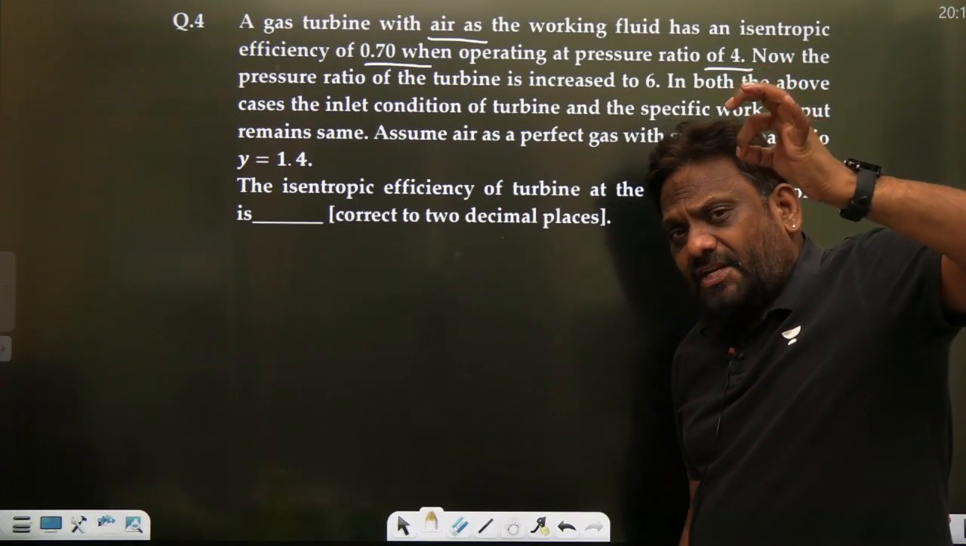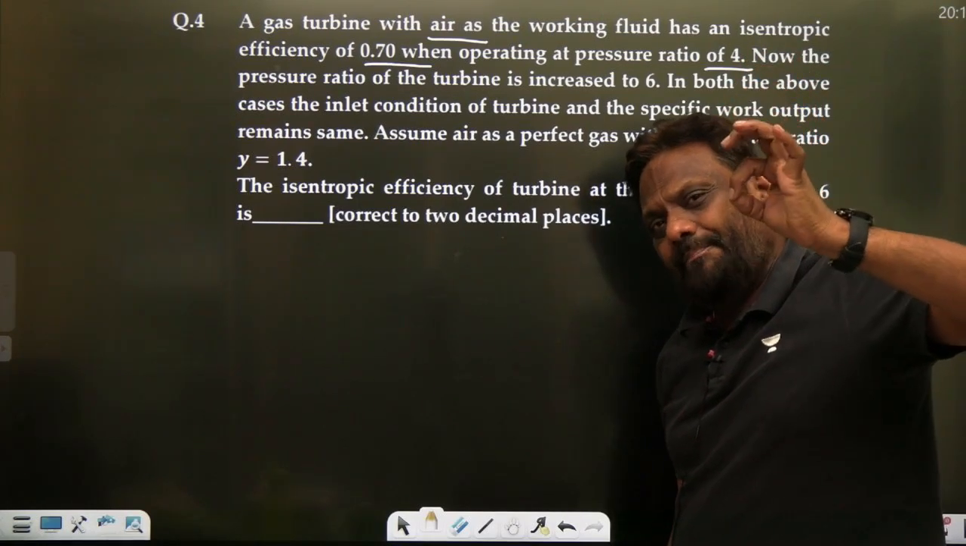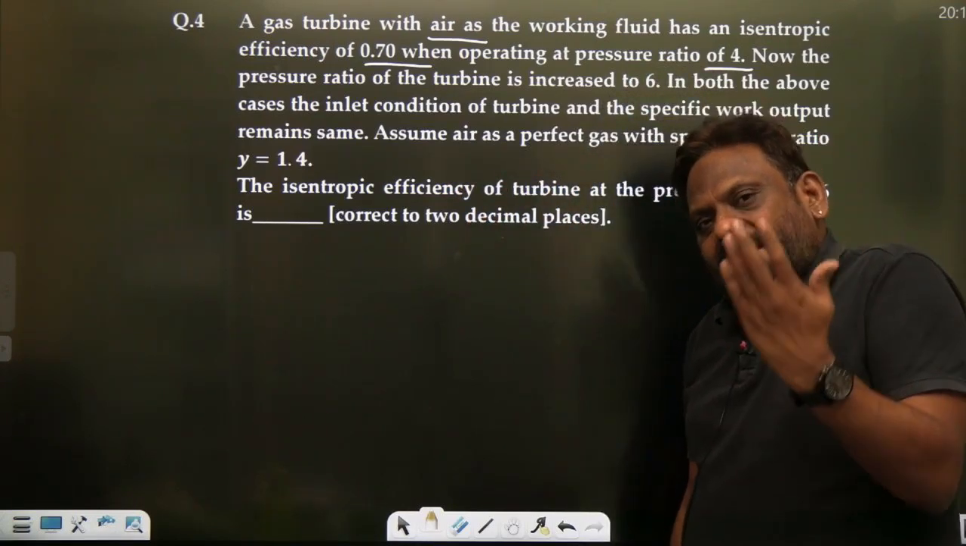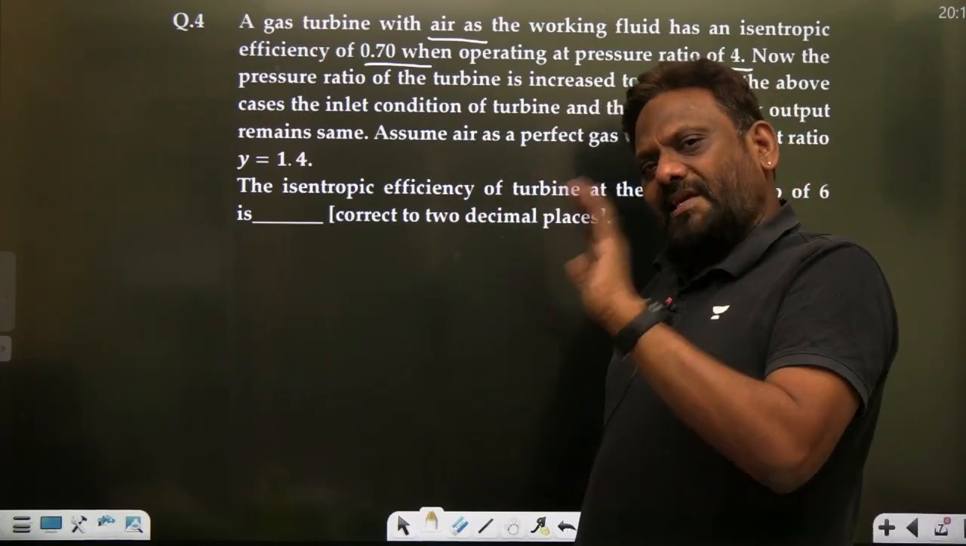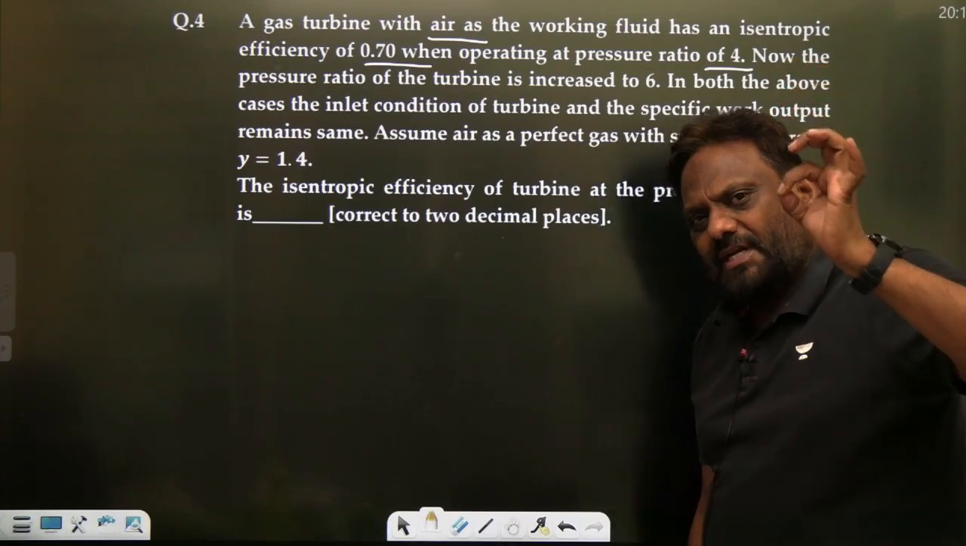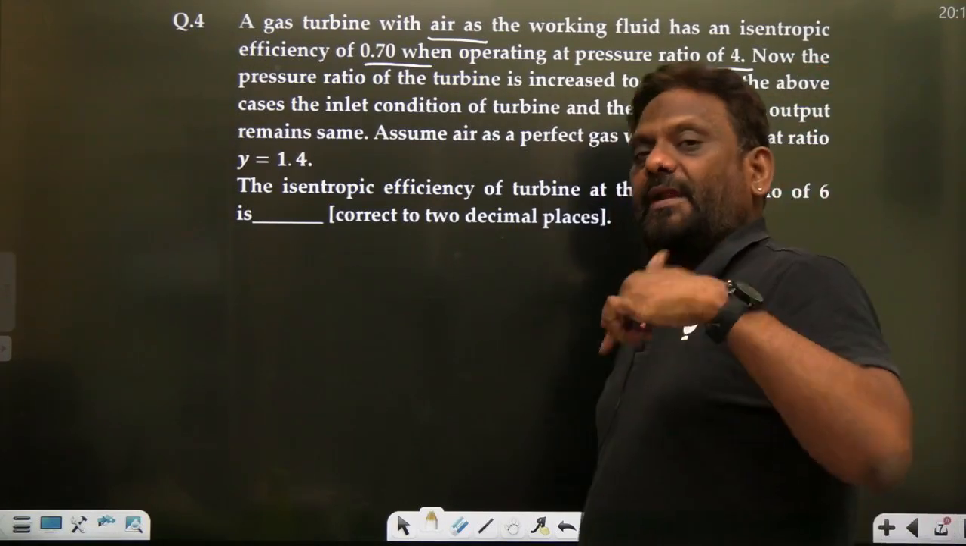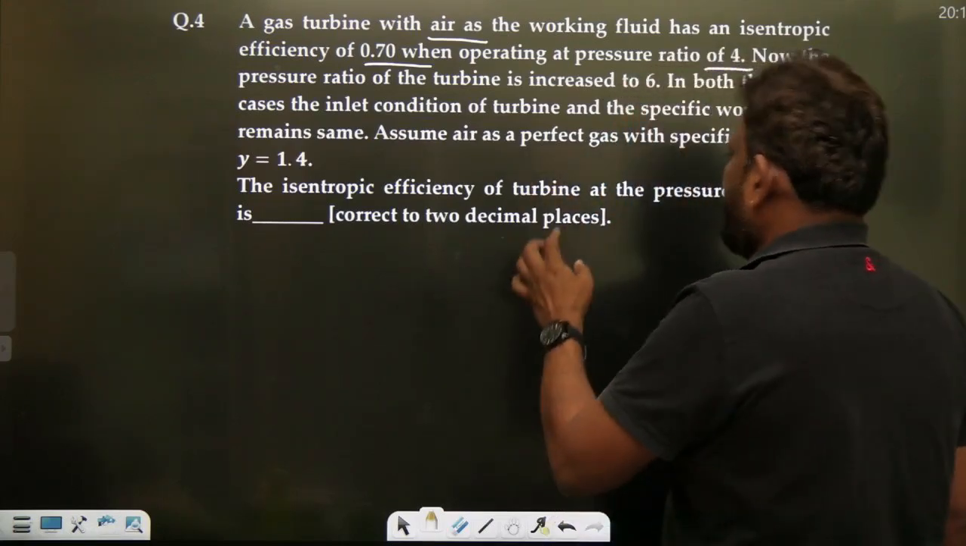Whatever the condition with which the fluid is entering the turbine, in the first case the pressure ratio is 4, in the second case the pressure ratio is 6. In both cases, the entry conditions to the turbine are the same, and at the same time the work output from the turbine is also the same. Then what is he asking?